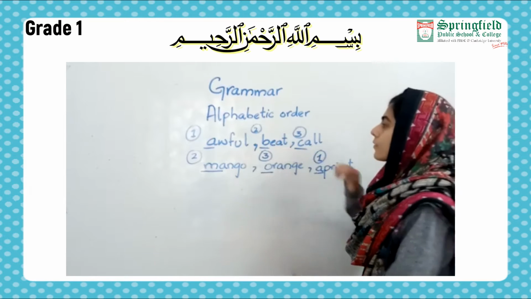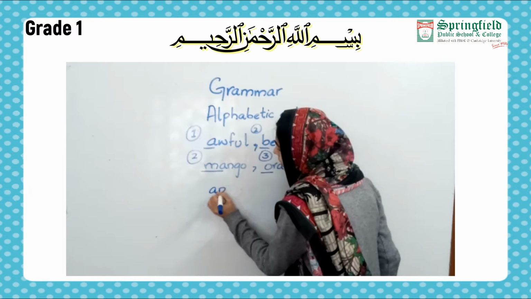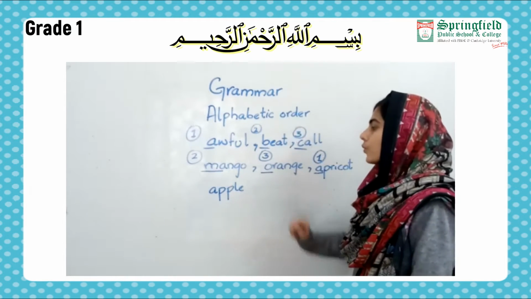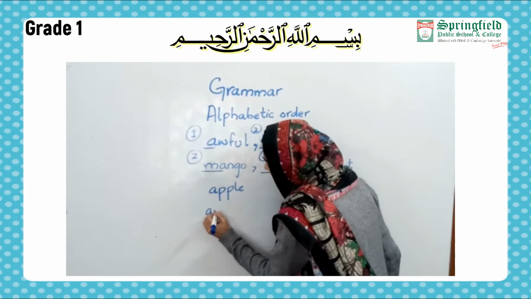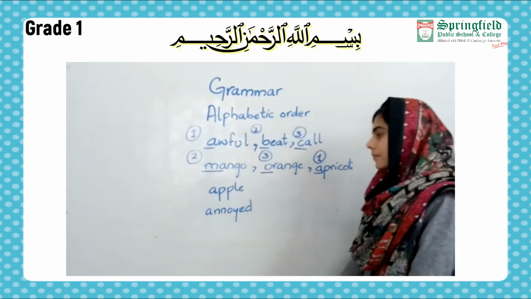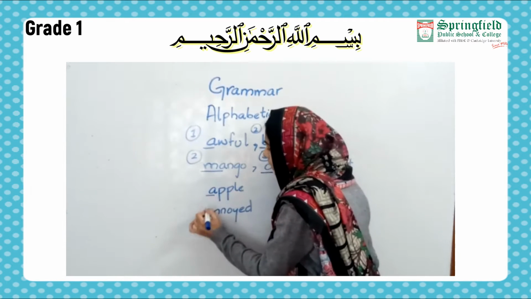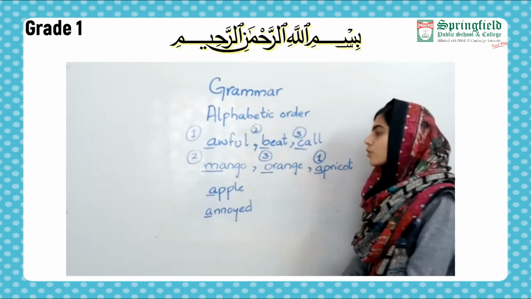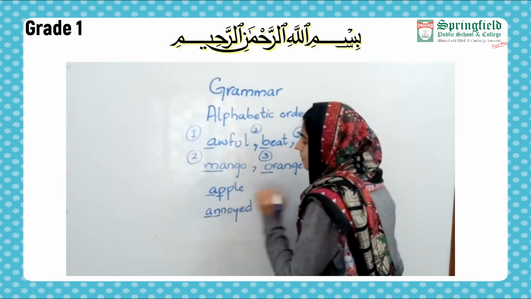Now let's take a tougher example. We have got a word apple. Then we have got another word that is annoyed. Now, as I have taught you, we checked the first letter and it was A in this case. So now what we are going to do? We are going to move towards our second letter, that is P, and this is N.